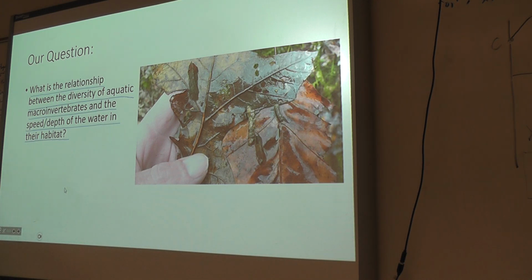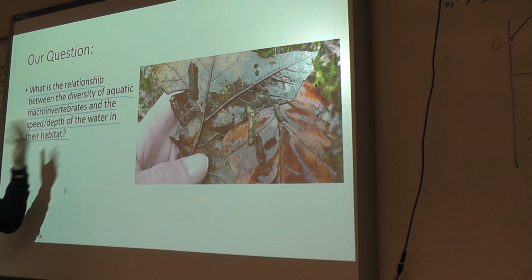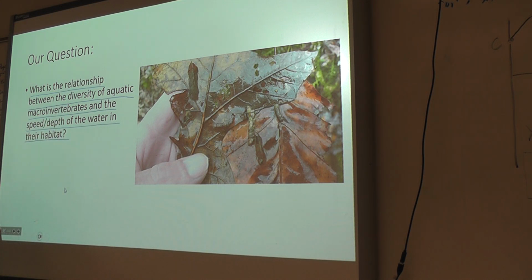And then the next step is to think about what we can measure. With the white alder, we ended up making 2 measurements: one, looking at the health of the leaves, and one, looking at the width of the trunk, and that's perfectly reasonable. But in this case, what we're looking at is the diversity of aquatic macroinvertebrates. That's what we're going to measure about them, and I'll come back to that in a second. And then the speed and depth of the water. So we're looking at some measurement about the aquatic macroinvertebrates, which is their diversity.